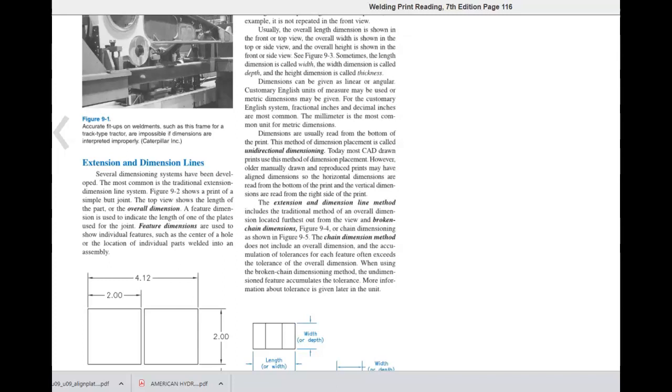Extension and dimension lines. Several dimensioning systems have been developed. The most common is the traditional extension and dimension line system. Figure 9.2 shows a print of a simple butt joint. The top view shows the length of the part, or the overall dimension. A feature dimension is used to indicate the length of one of the plates used for the joint. Feature dimensions are used to show individual features, such as the center of the hole or the location of individual parts welded into the assembly.